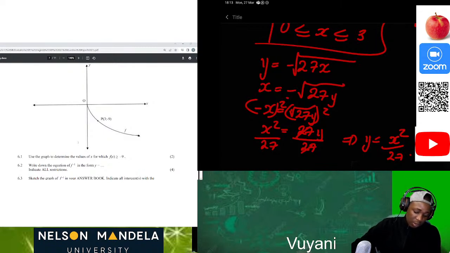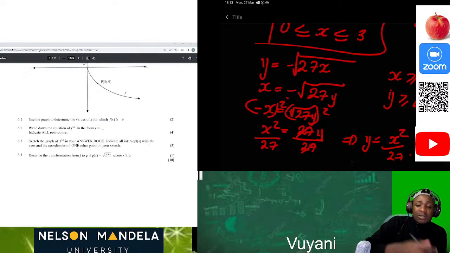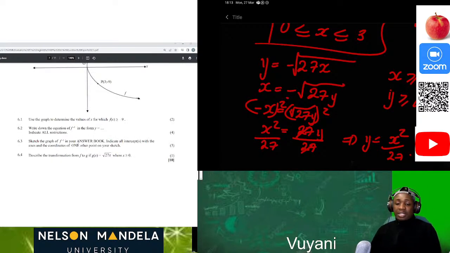Indicate all restrictions. Oh, okay. So for x less or equal to 0, then here it's x greater or equal to 0, then here it's y greater or equal to 0. So the restrictions, you can just include them. They are not really hectic.